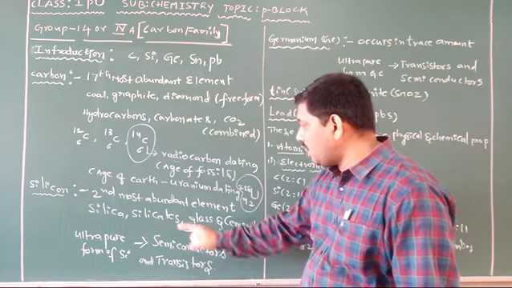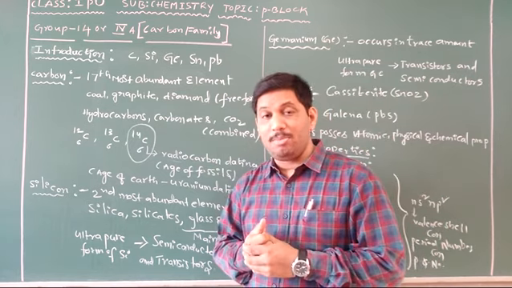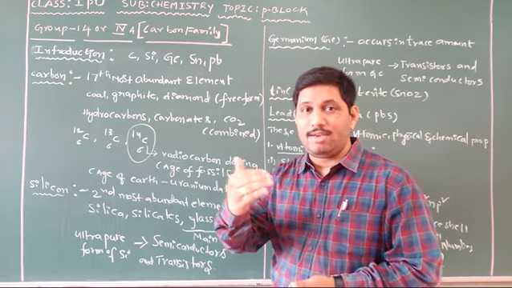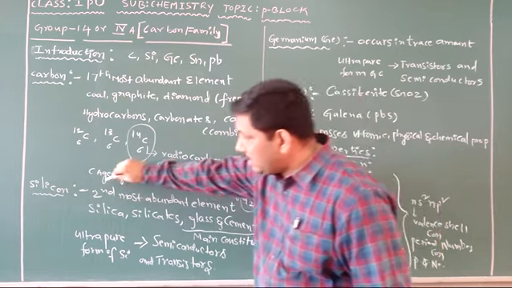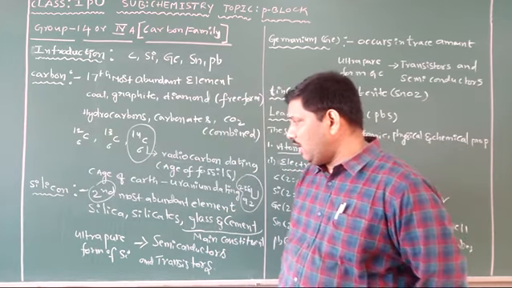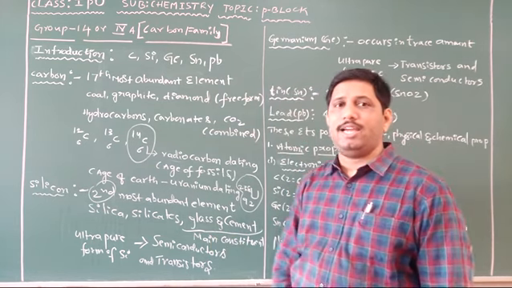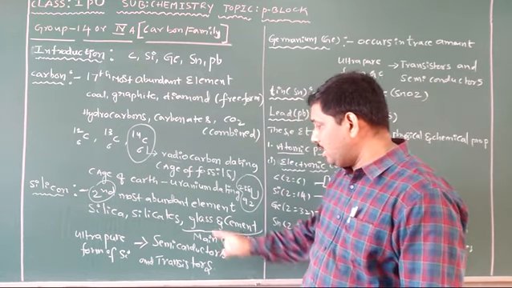Next one, silicon. Silicon is the second most abundant element in the earth crust. We know that oxygen, silicon, aluminium, iron is the order of availability of elements in the earth crust. Silicon is available in the earth crust in the form of silica as well as silicates in combined form.